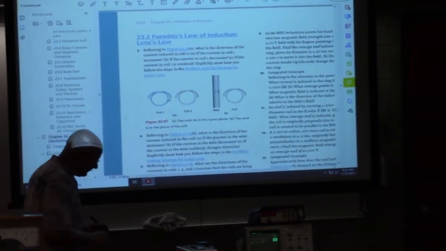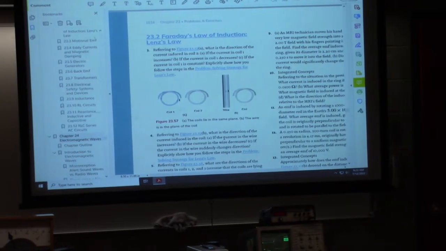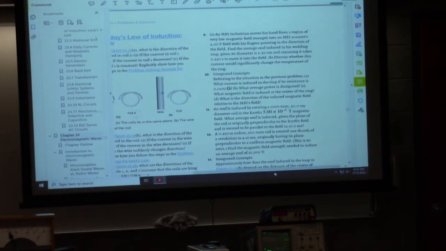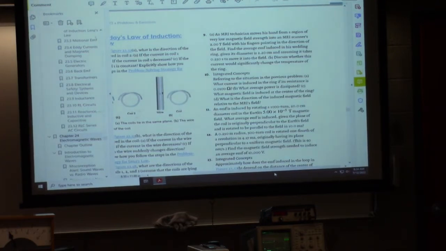All right, well, like I said, these can be pretty tough, and I'm glad we went through a lot of these. Let's try number 9. Here now, I think is actually a chance to do a calculation. Here it says an MRI technician moves his hand from a region of a very low magnetic field strength into the MRI scanner, which has a 2 Tesla field, with his fingers pointing in the direction of the field.